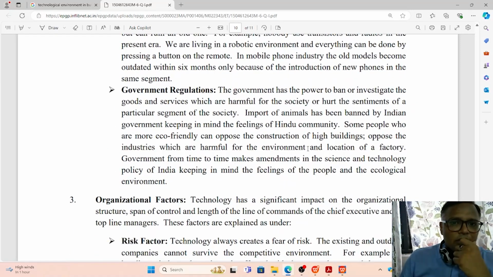Further is the government and regulation. The government has the power to ban or investigate goods and services which are harmful to society or which hurt the sentiments of particular segments of society.